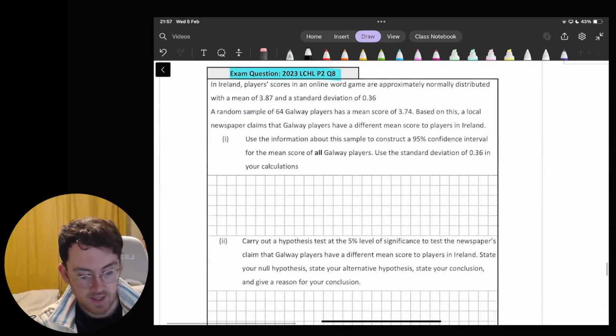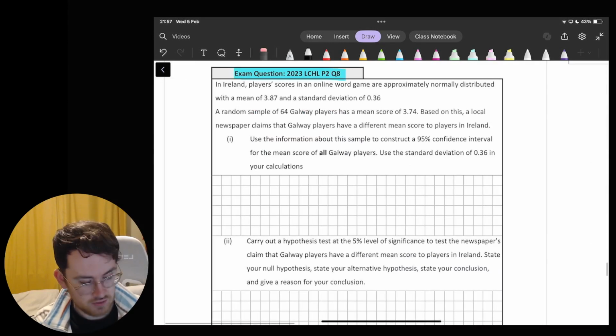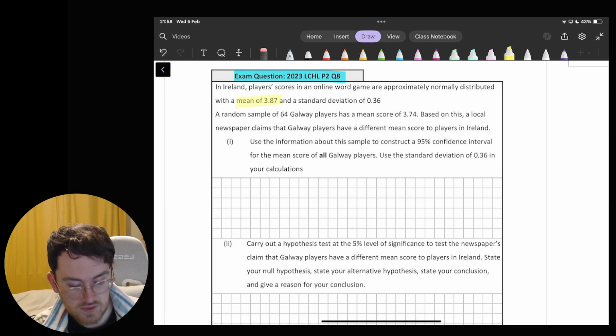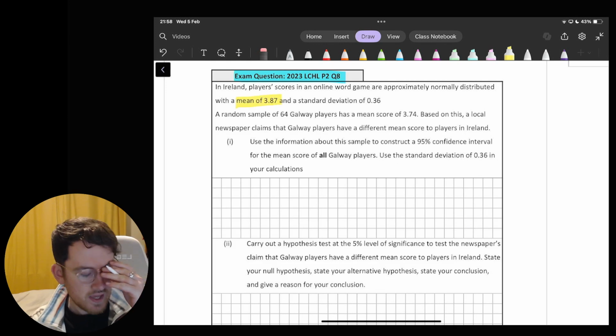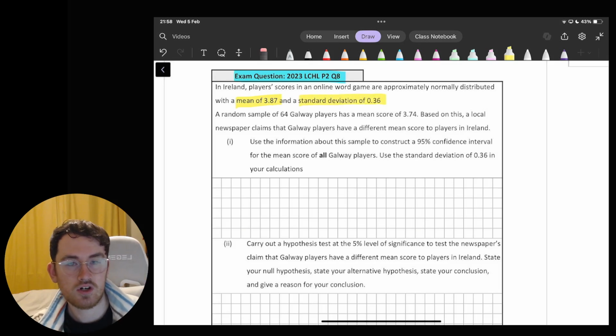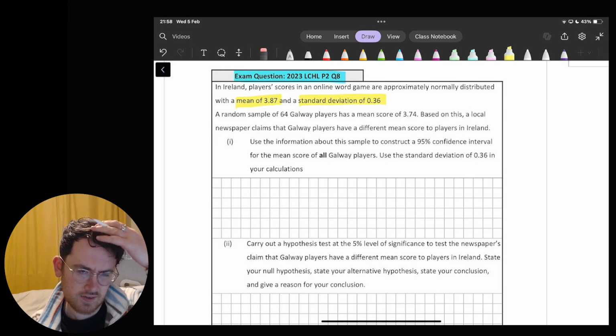Okay, let's keep moving. I'm just going to fly through these. So second question here. In Ireland, players' scores in an online word game are approximately normally distributed with a mean of 3.87. So immediately I'm taking note of that, thinking, right, it's the mean, the average here. Standard deviation of 0.36.